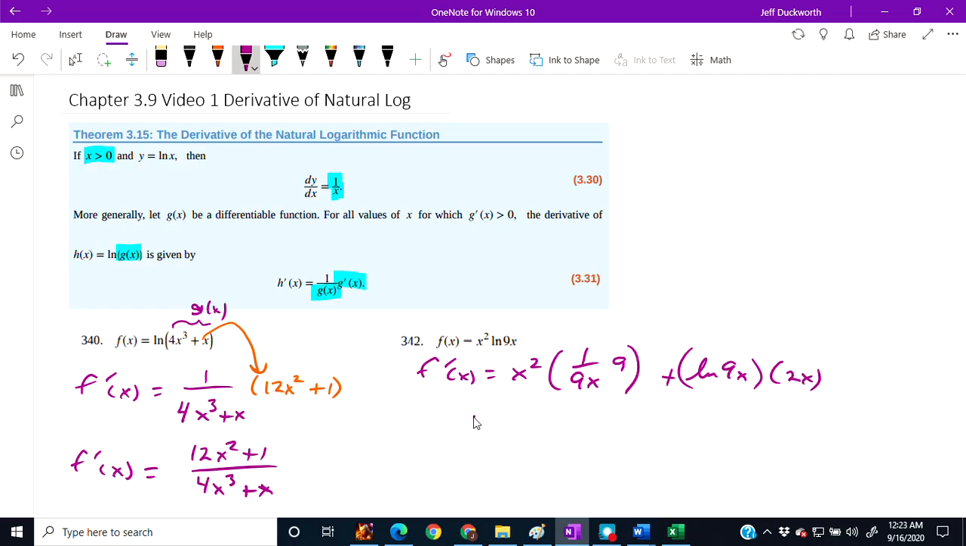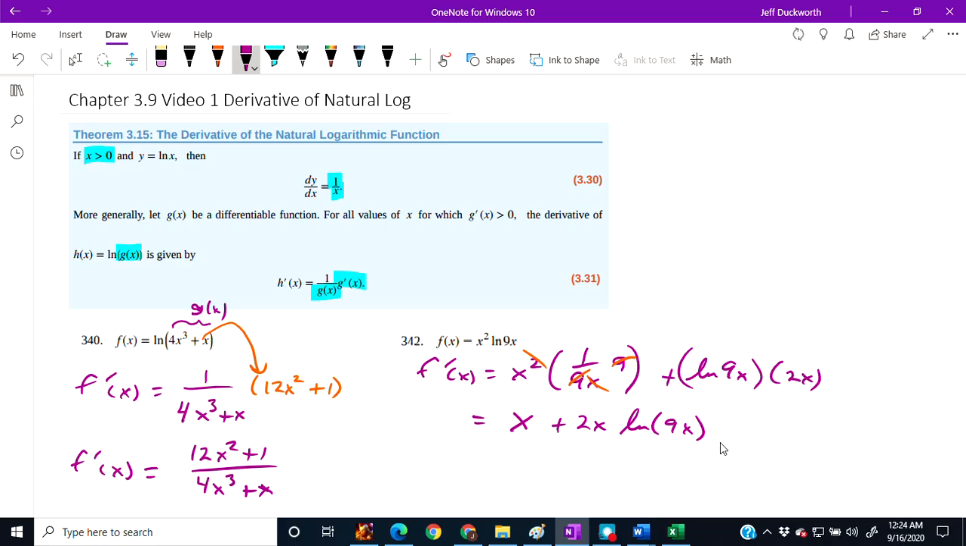And I'll clean this up a little bit. Well, I can cancel out the 9s. So let's actually do that. Cancel out the 9s. I can cancel out one of the x's. So get rid of that. So this is just x. Okay. The next part, however, is 2x ln of 9x.